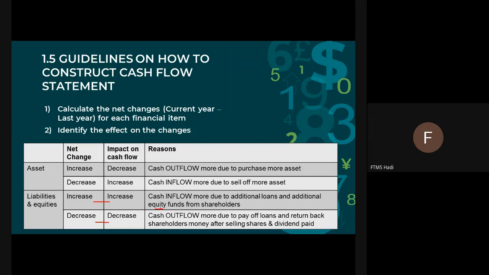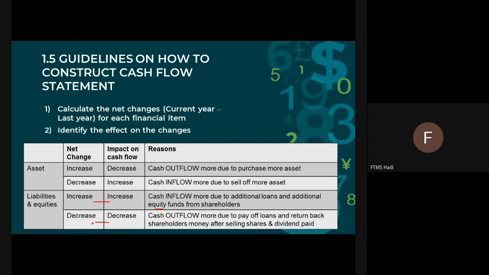Equity is also the same thing. Currently you have 1,000 shares, which means an investor bought shares from you. That means you have 1,000. And then next year 2,000 ringgit coming from selling shares. That means 1,000 plus 2,000 is equal to 3,000. So that's why cash flow increases, because equity also increases as well.